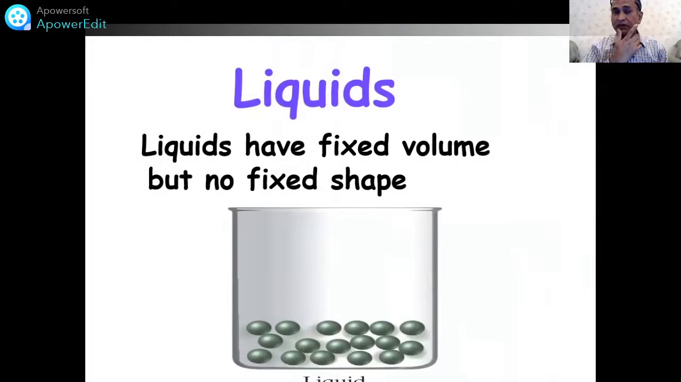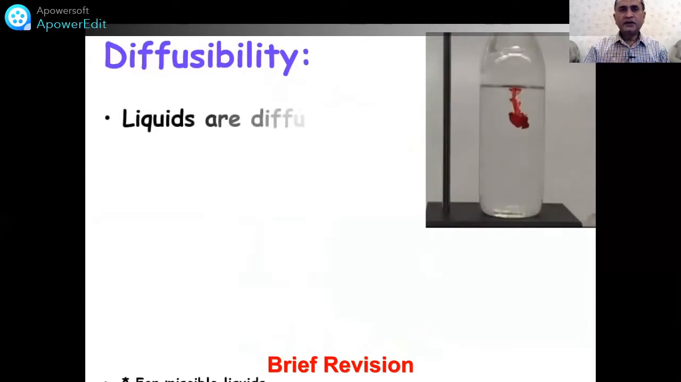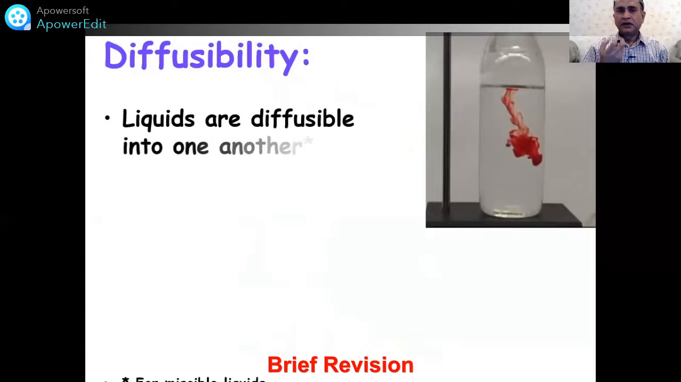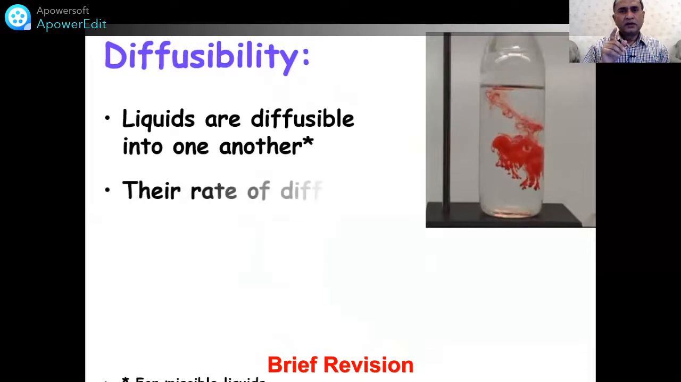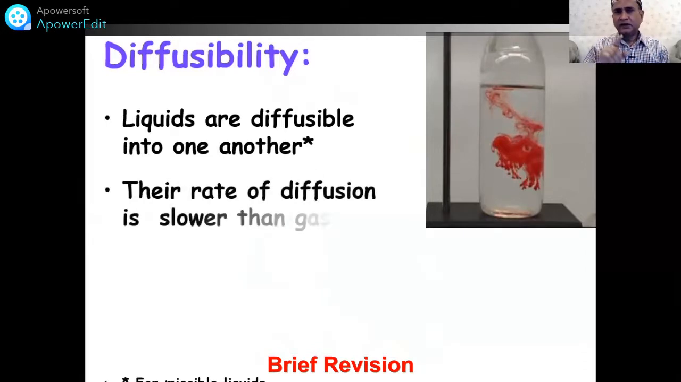Liquids have no definite shape, but a fixed volume, right? Diffusion is possible in liquids, like you can see over here, but the rate of diffusion is much slower than in gases. Secondly, diffusion would be faster in liquids if we use hot liquids, which means temperature plays a vital role in the mixing of liquids. Clear? Diffusion is faster in hot liquids and slower in cold liquids.